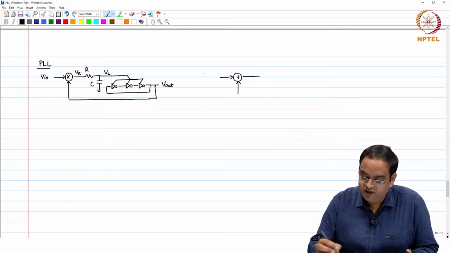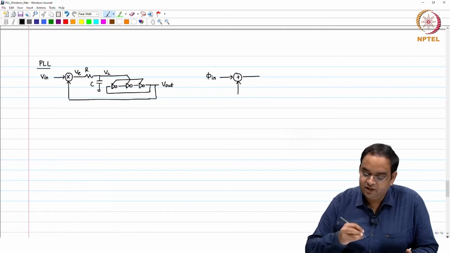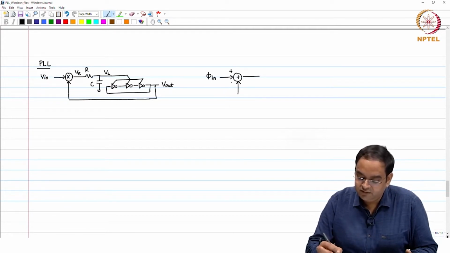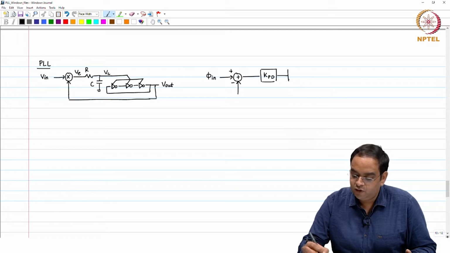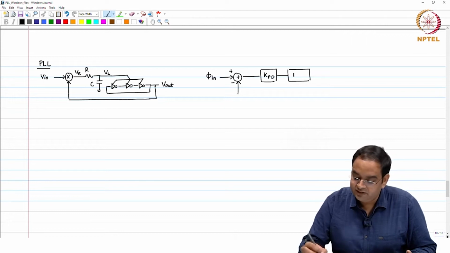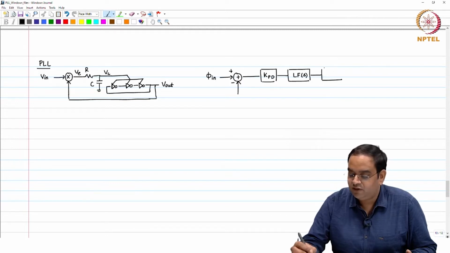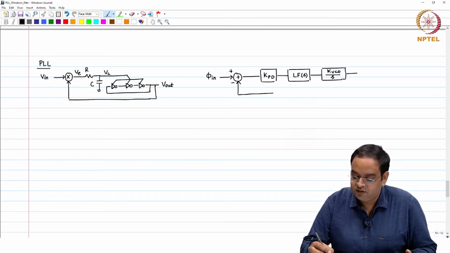You have the phase error detector which takes input phi in, this is positive, this is negative, and it goes through a block whose gain is kPd, followed by the loop filter which is modeled using R and C here with transfer function loop filter of S, then followed by the VCO whose transfer function is k VCO by S, and the output of this is fed back. This is phi out.